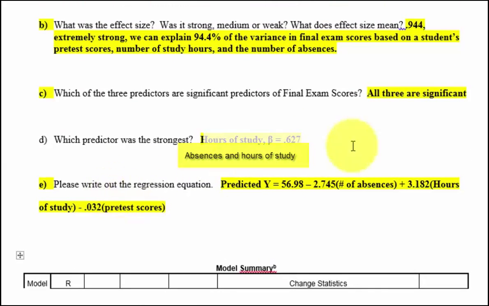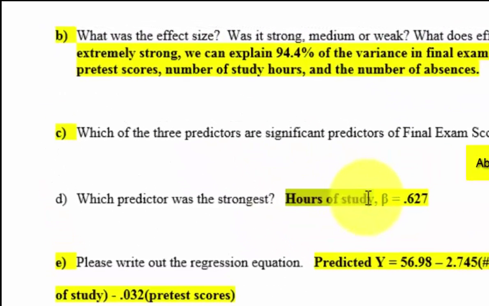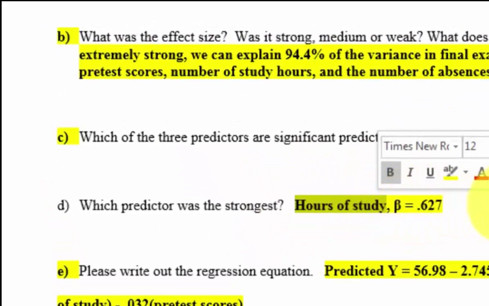A lot. Okay, so in other words, you can explain about 94% of the variance in the final exam scores based on how many times they've been absent, how many hours a week they study. Pretest scores are not significant. Okay, so which was the strongest? It was the hours of study because it had the strongest beta weight of 0.627.